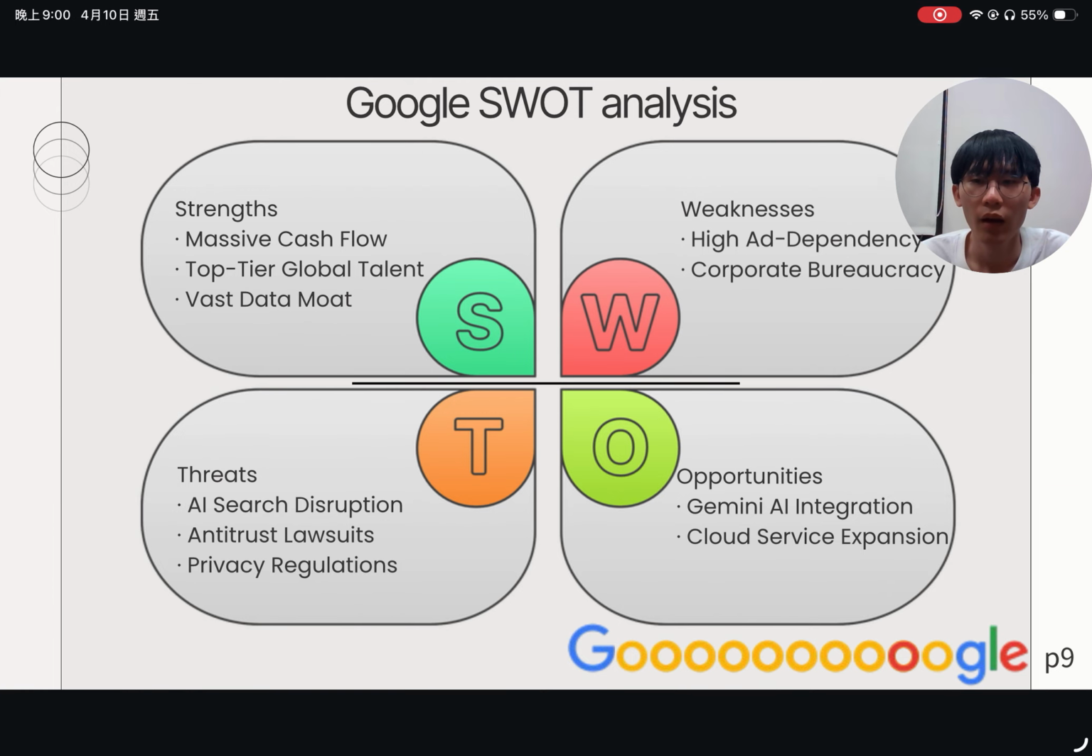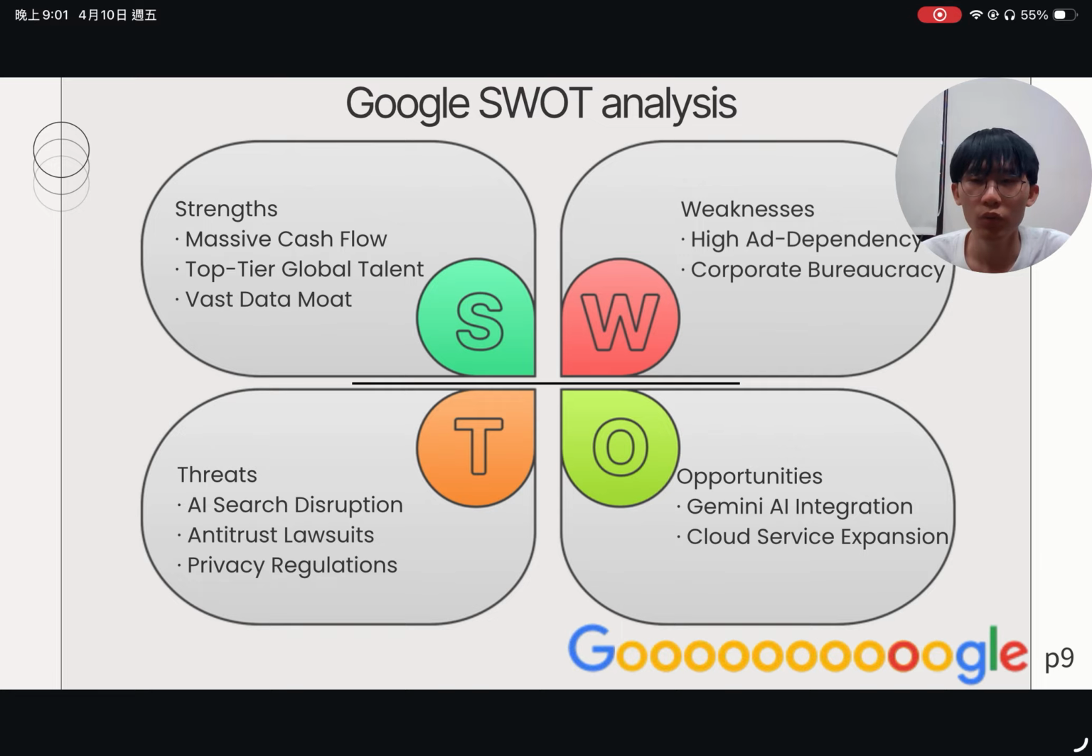However, moving to weaknesses, Google currently suffers from corporate bureaucracy, where too many layers of management make them slow to react to smaller, innovative rivals. Furthermore, they have a high ad dependency, with over 17% of their revenue coming from advertising.